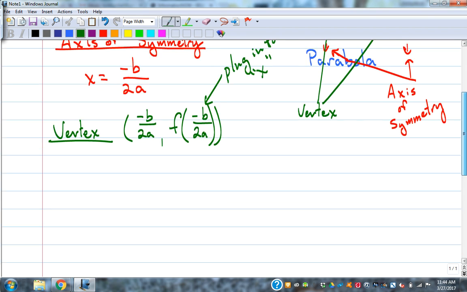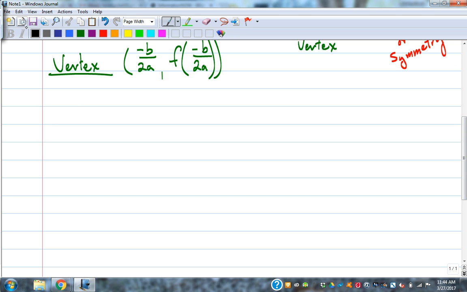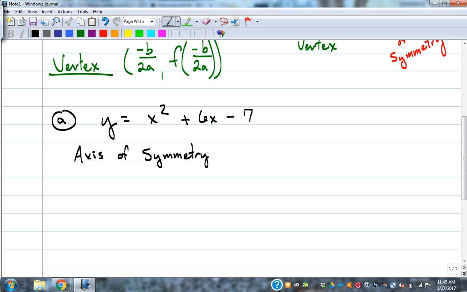All right, so let's look at our first example. Let's do something like y equals x squared plus 6x minus 7. So pretty simple like that. Okay, we want to find the axis of symmetry. Let's find that first, and then we'll get the vertex, okay?